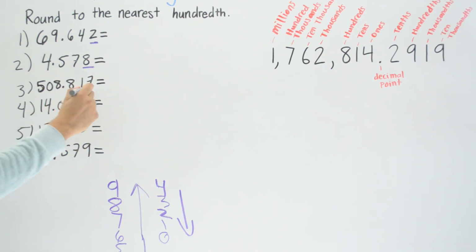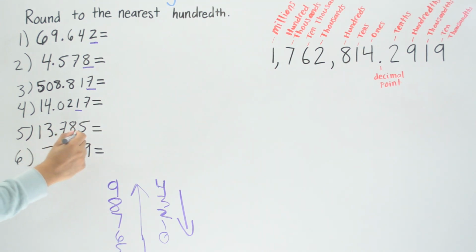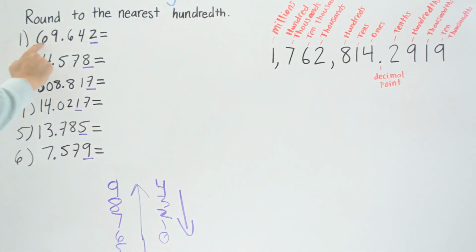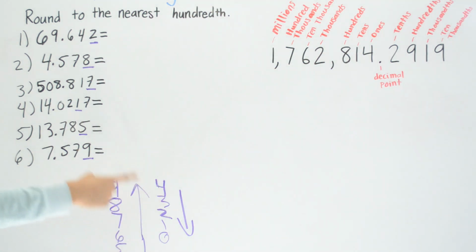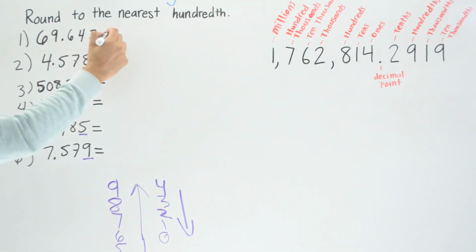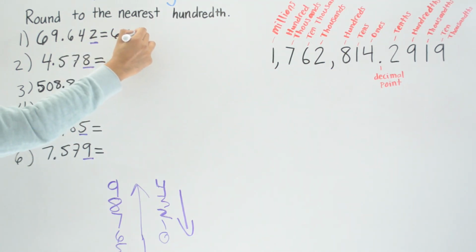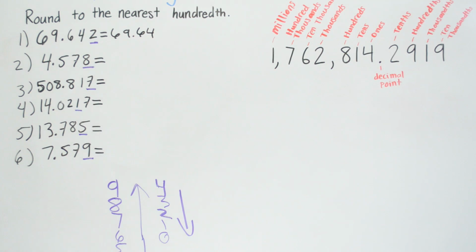Same thing here, 1, 2, 3. I underline everything in the thousandths place before I round, so I can make it easier for myself. Then I'm going to say 69.642, the 2. And we know that the 2 is rounding down, so we're not going to move the 4. It's just going to stay the same, 69.64.